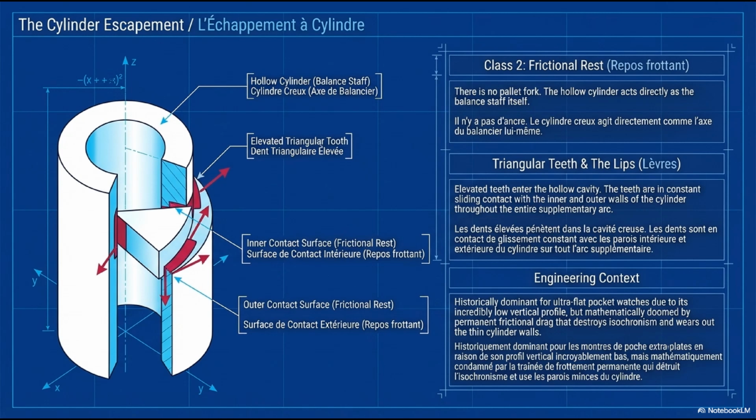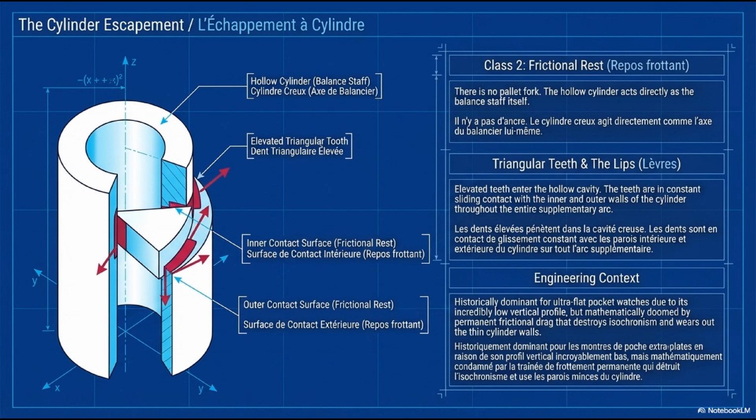There is no free supplementary arc in the class 3 sense. This continuous contact classifies the cylinder as class 2 frictional rest. Advantage: an extremely low vertical profile, no separate pallet fork, no roller assembly. This made the cylinder dominant for ultra-flat pocket watches in the 18th and 19th centuries. Disadvantage: permanent friction on the oscillator, sensitivity to wear on the thin cylinder lips, and fundamentally limited isochronism.